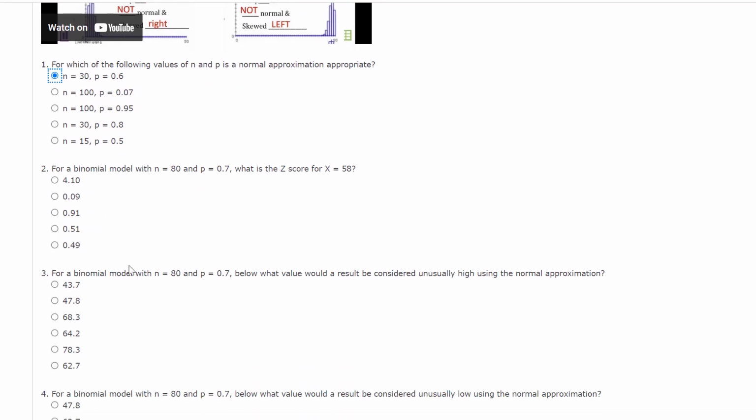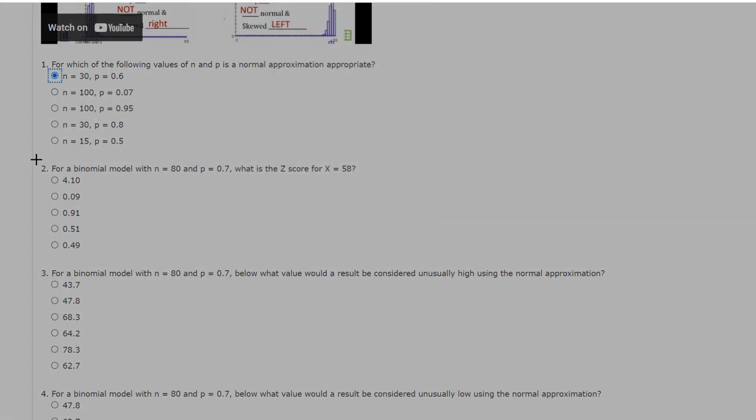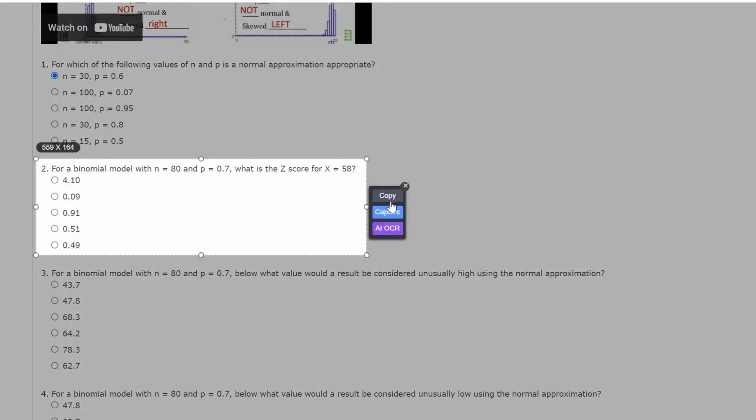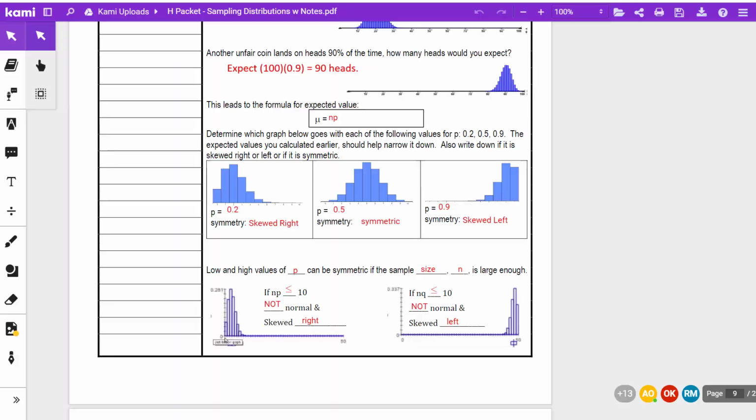For a binomial model, what is the z-score for x equals 58? So this one is just revisiting the binomial distribution. All right, so it helps to know what the binomial distribution equation is.